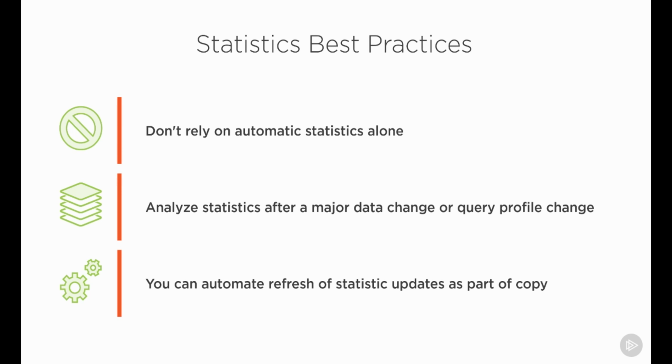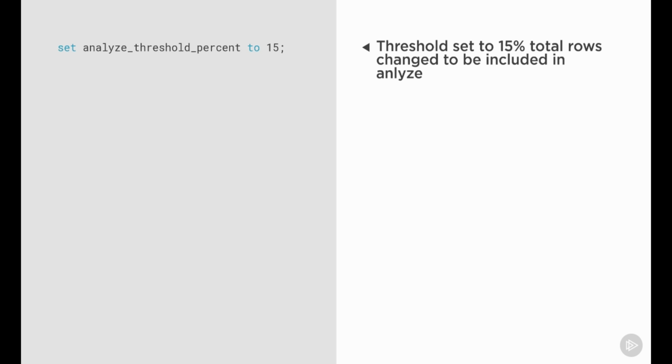Now, aside from just simply running analyze, you can also set a specific threshold in terms of a percentage of rows changed for when analyze will run. In other words, if statistics exist and it knows that the table has not had a sufficient number of changes to meet the threshold percentage set, then the table will be skipped.